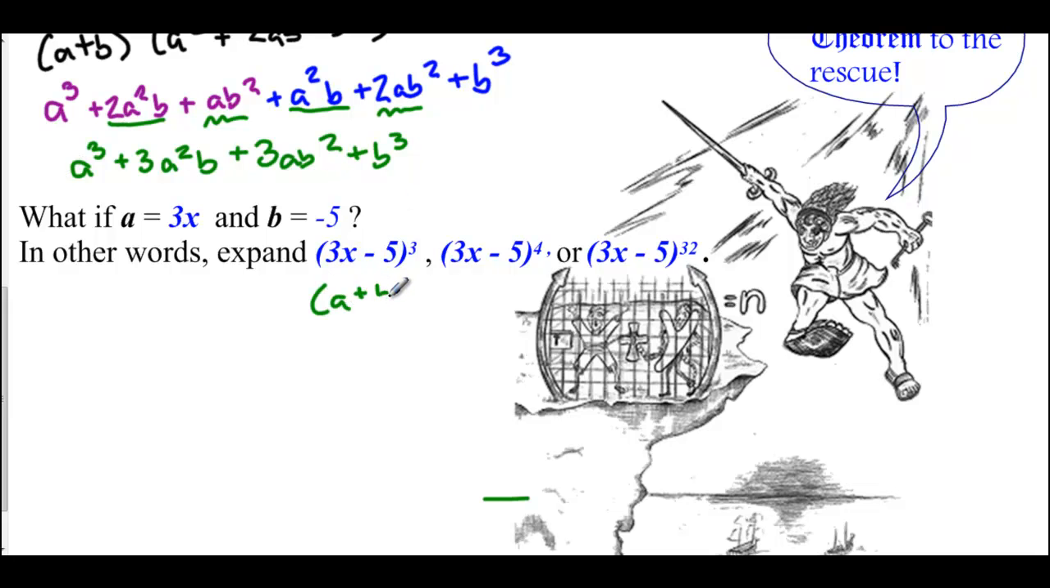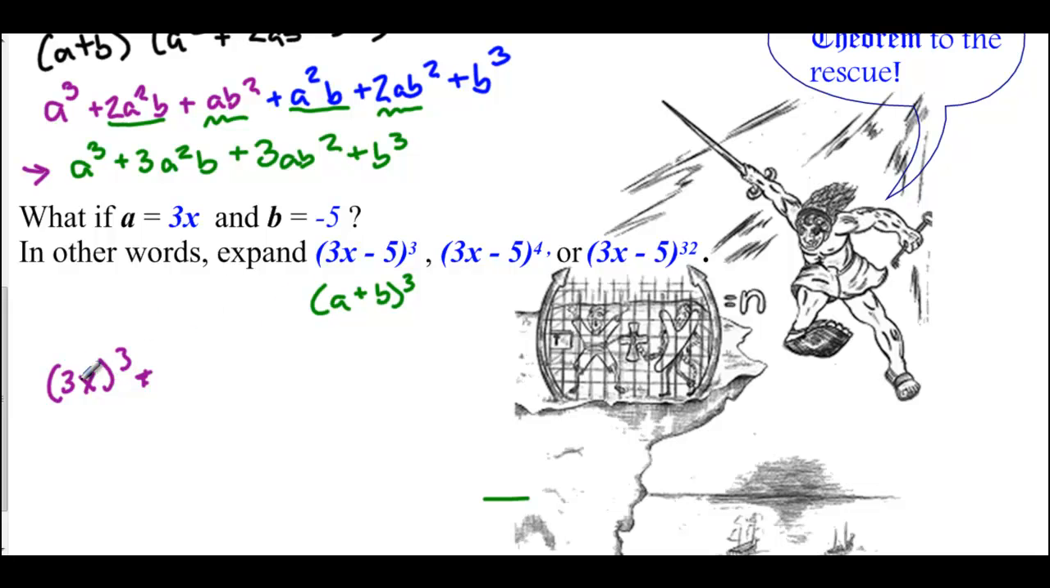So since I already worked out a plus b cubed up here, if I substitute 3x in for a and substitute negative 5 in for b, I can actually just replace all these a's and b's with 3x and negative 5 and get what I would have gotten if I had gone through and worked this out. So instead of the a's, I'm going to put in 3x, because I'm just going off of this one where I've already simplified it.